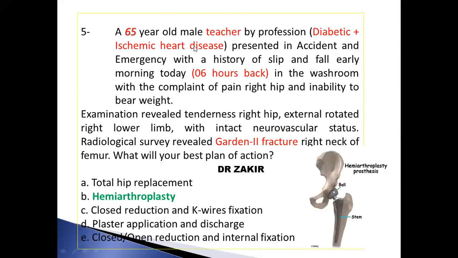The same patient, same presentation, just I added ischemic heart disease and diabetes. So in this scenario, even though it is a Garden type 2 fracture, we cannot take the risk. So here we will go for hemiarthroplasty, because the chances of complications are high with comorbidities. So it is better to go for one surgery. So we will go for hemiarthroplasty.